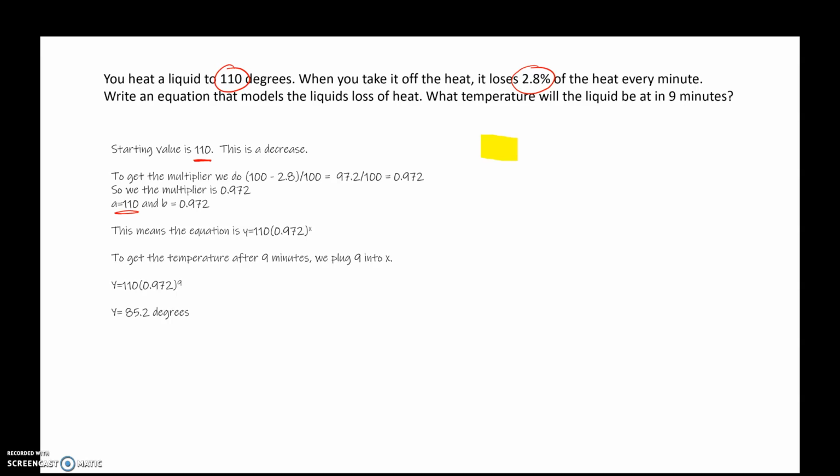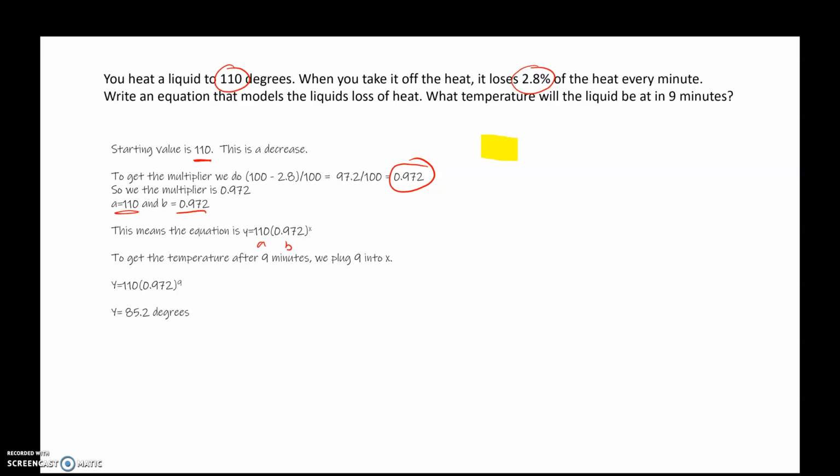The most common mistake students make is they try to use 2.8 as the multiplier. That is not it. That's how much you're losing. It's not how much you're keeping. So that's why we've got to use our little formula. We do 100 minus 2.8 divided by 100. And that'll give us 0.972 as the multiplier. So that's our b. So as always, plug your a into the a position, 110, right there, and your multiplier in the b position, 0.972. That's our equation.